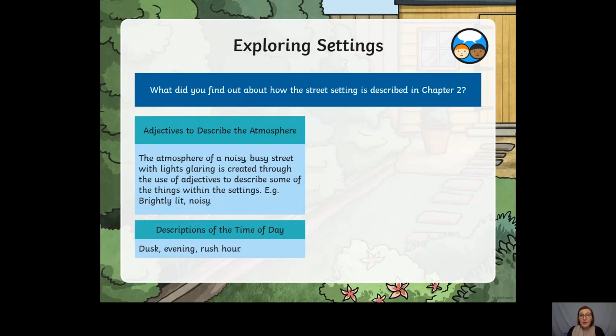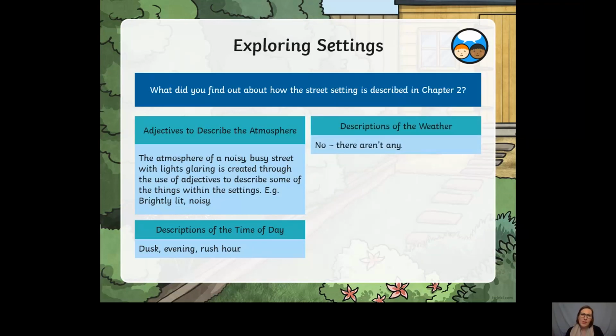Now, the time of day, well, we knew that Max left at rush hour, which was in the evening, wasn't it? Now, another word that we can use to describe the evening is dusk. Dusk is when the sun is just going down. So in the morning, when the sun is coming up, at the very beginning, it's called dawn. And when the sun is going down, that's dusk. And like I said, we knew it was in the evening time and it was rush hour, the time of night when everybody is rushing to get home from work or school.